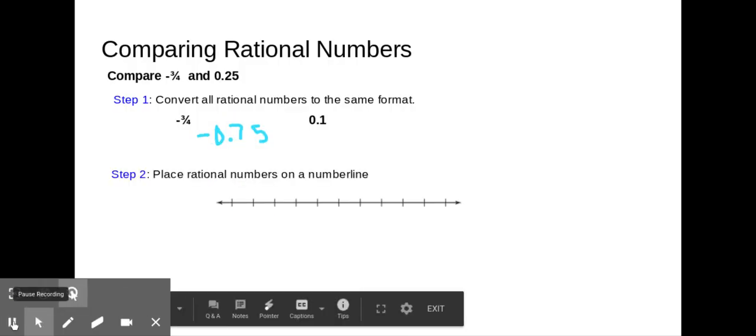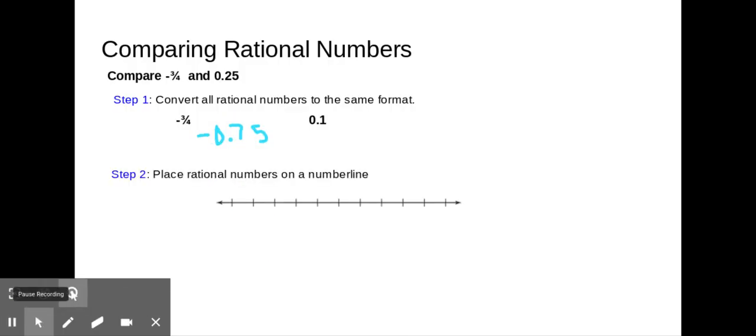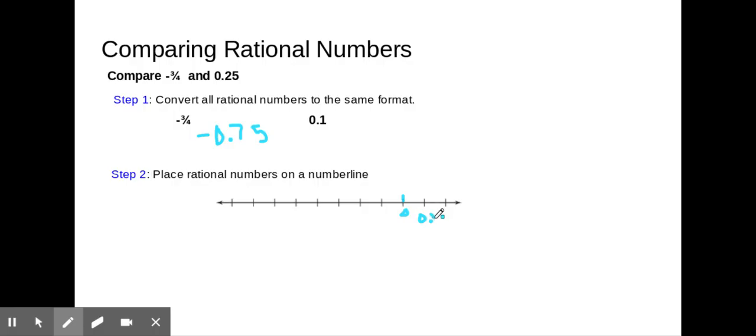The next step is simply to place the rational numbers on a number line. So I need to start with my number line, and I'm going to start labeling it. So if I put 0 right here, this one is 0, and I'm going to label it 0. And then I have 0.1 here, and then the next one would be 0.2. And then on the opposite side, I'm going to have negative 0.1, negative 0.2. So I'm going to go ahead and fill those in.